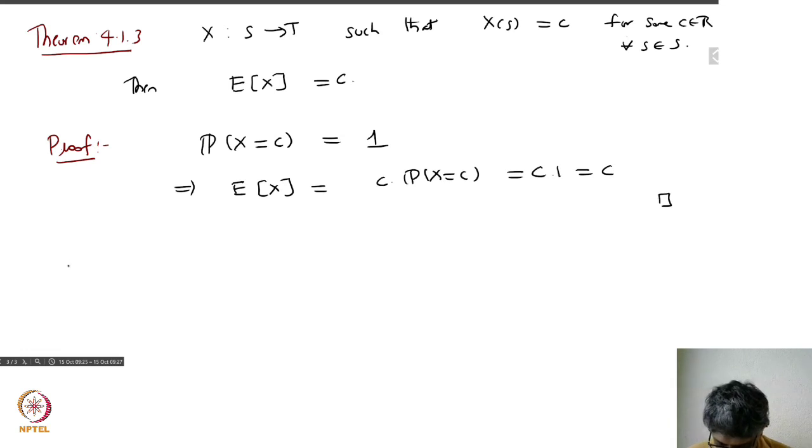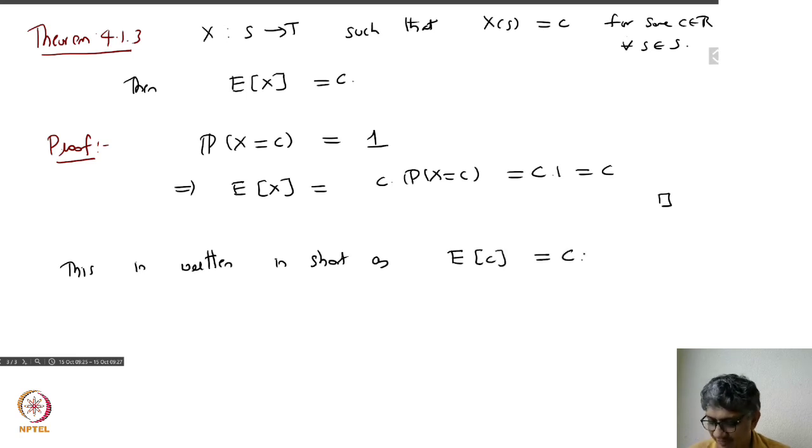So this is written in short as E of c is just c. So the expectation of a constant random variable is the constant value. I put the c in for the random variable, you write it as E of c. So that's the one degenerate case we thought through. The other observation you can also make is the following. Suppose the range of X is finite. So range of X is finite.